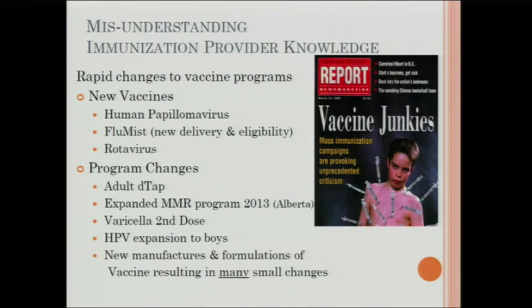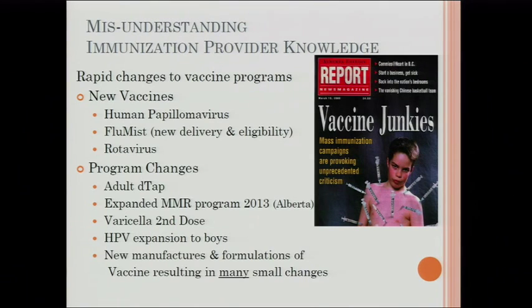We have had the riches of many new vaccines recently in the past 10 years. We've got human papillomavirus, we have flu mist, which is a new delivery, a new eligibility. We've got rotavirus quickly on the horizon. We've had many, many program changes. We have adult Tdap or DTaP. We've, here in Alberta, had the expanded MMR program in 2013. We've had varicella second dose. We're looking at HPV expansion to boys.